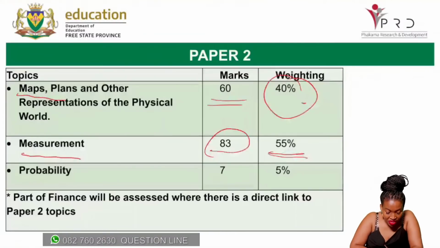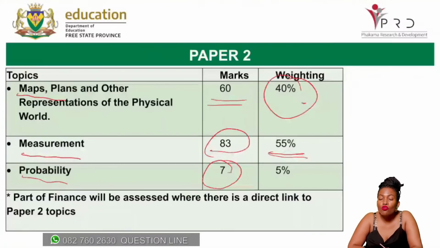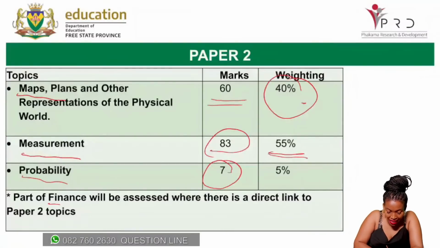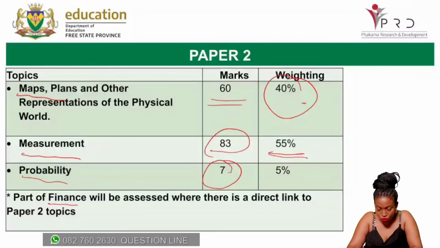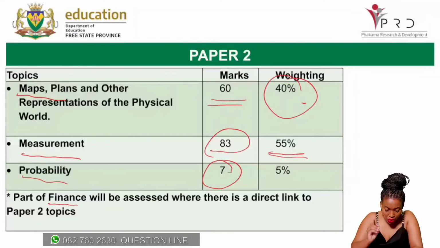And lastly, the section of probability, you will also find this in your paper 2. The total number of marks that you'll find in paper 2 is 7 marks for probability. So do not be surprised if you see some parts of finance in your paper 2, but the parts that you're going to see of finance will just be a small part.